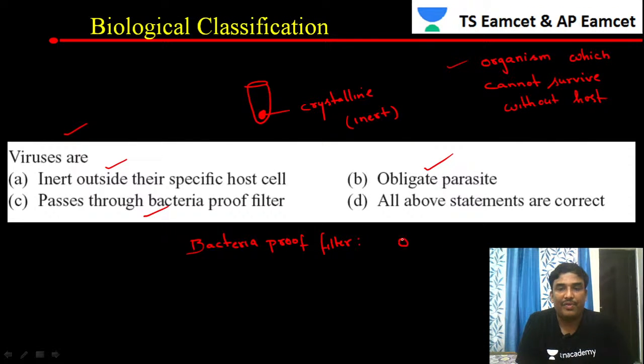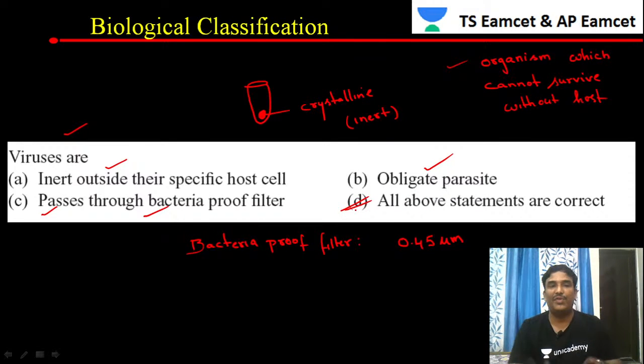Bacterial filters have a pore size of 0.45 micrometers, while virus sizes are in nanometers. So they can easily pass through these bacterial filters. That is the reason statement C is also a right statement. That is why we take the answer as all of the above.